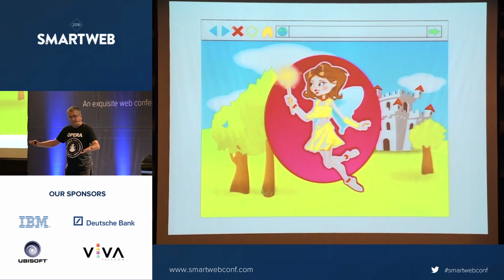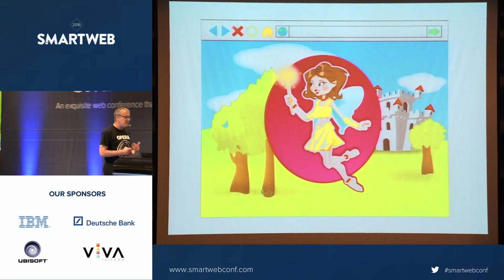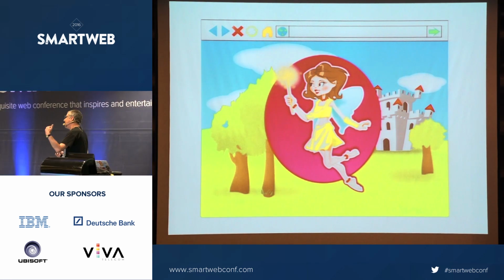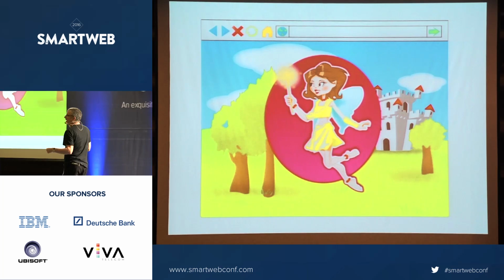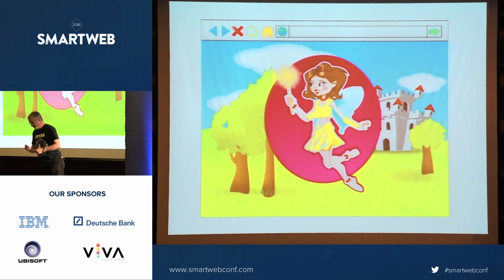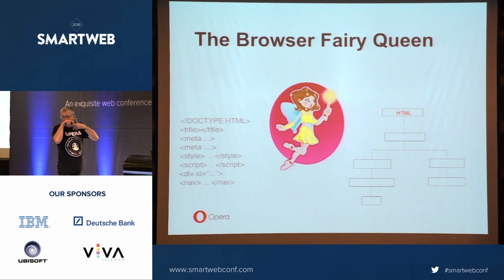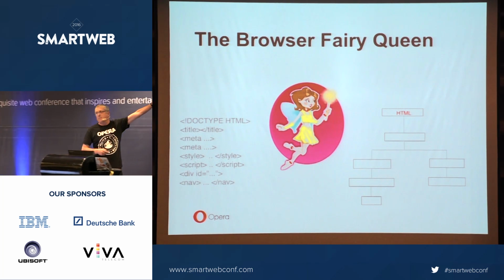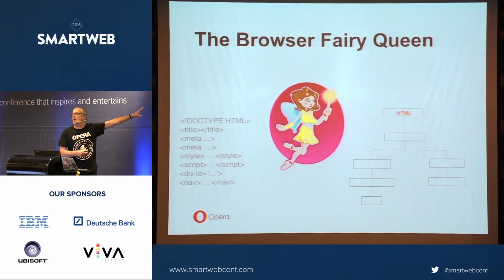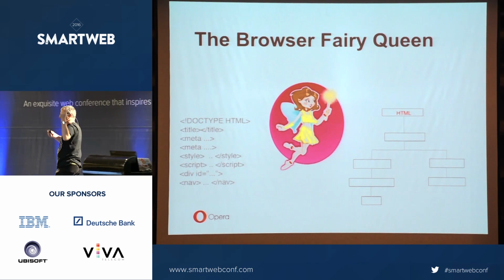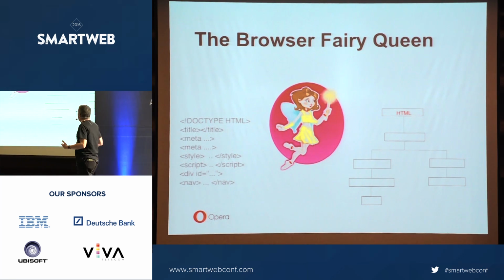Not too technical? Cool. And the browser fairy queen, one of her jobs is to take the HTML you send and make a DOM tree. And the HTML you send is on the left. She will look at that and make a DOM tree. Actually, I've just realized this is a crap diagram because it should be HTML, then head, then body, then below the body there will be divs and spans, etc.